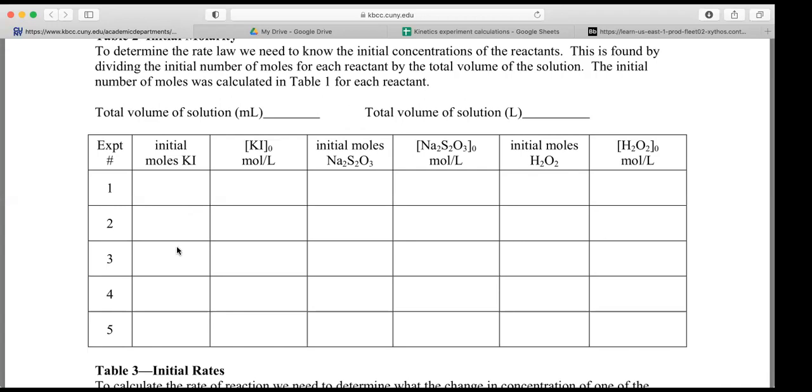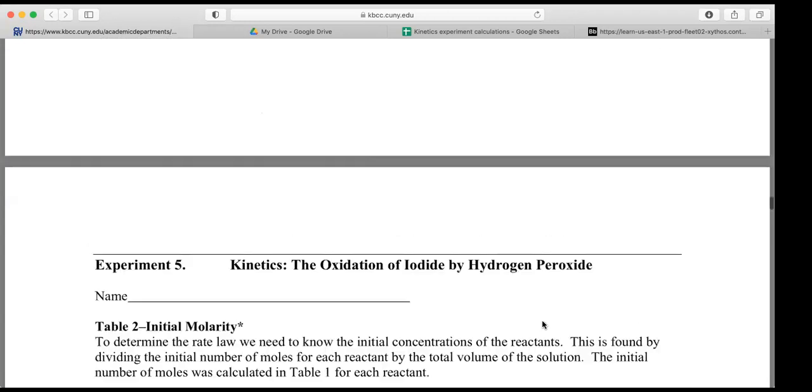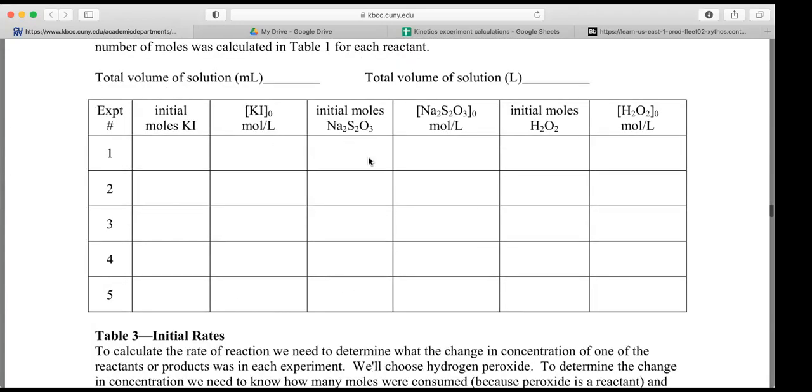It has the initial moles of KI, initial moles of Na2S2O3, initial moles of H2O2. Those are the values that we calculated in the previous table, table 1. So all you've got to do is copy and paste those values that you just calculated into this one right here. And then the next column for each one says bracket KI bracket. That means concentration of KI, right?